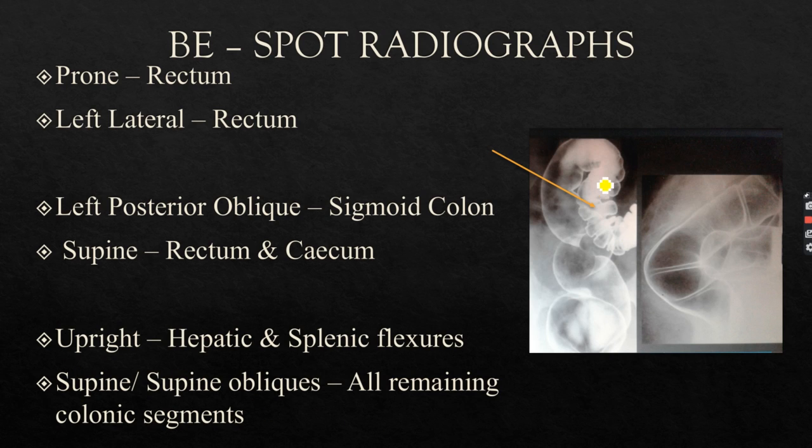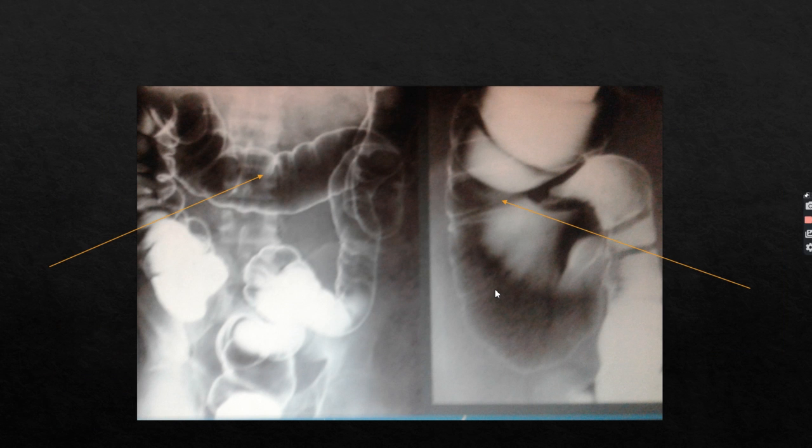Here you can see this is a barium enema. This hepatic flexure, the transverse colon, right? Double contrast, air as well as barium is there. Again, another picture of this barium enema.